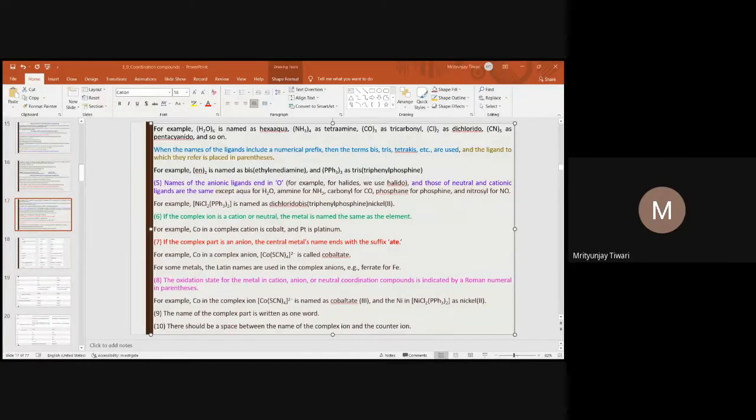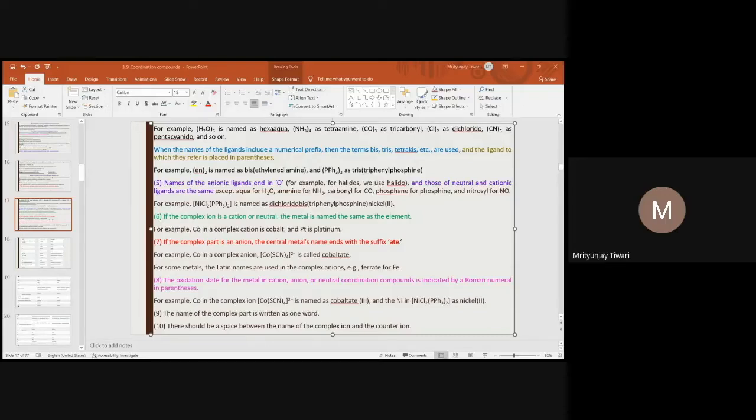In this case, the name of this metal will end in "ate", and what will be the name of this metal? The cobalt, and after the cobalt we will add "ate", so it will become cobaltate. If it was nickel, it will become nickelate. If it was copper, it will become cuprate. We use the Latin name here in the case of copper, because the copper symbol that we write is Cu.